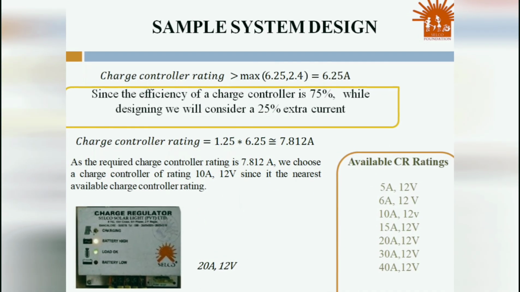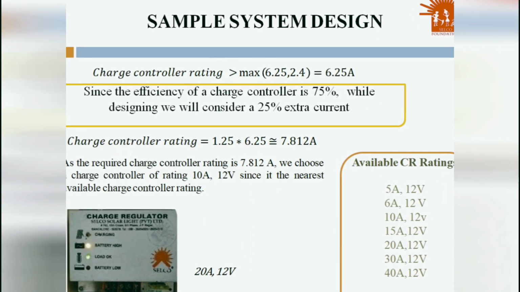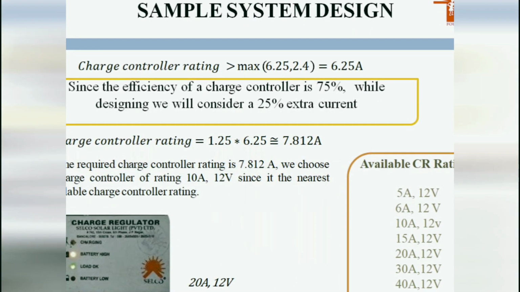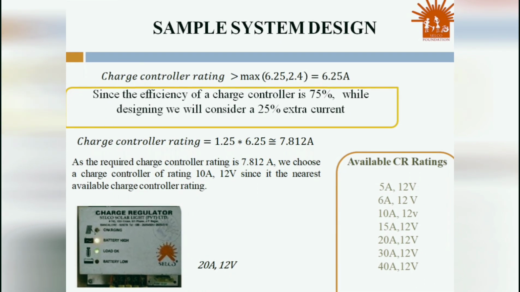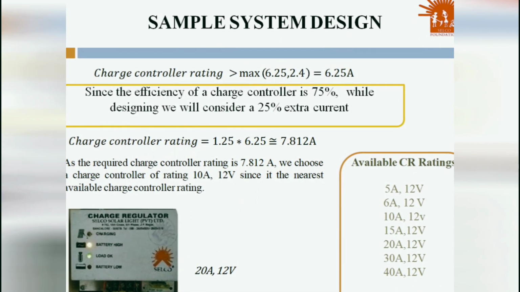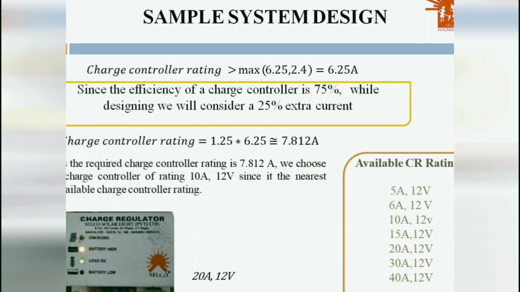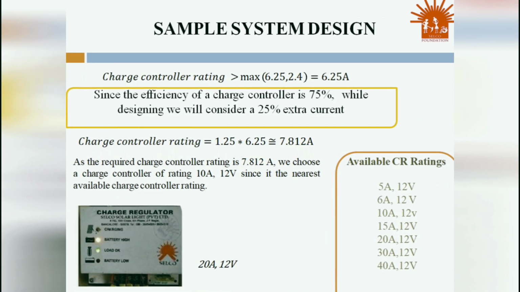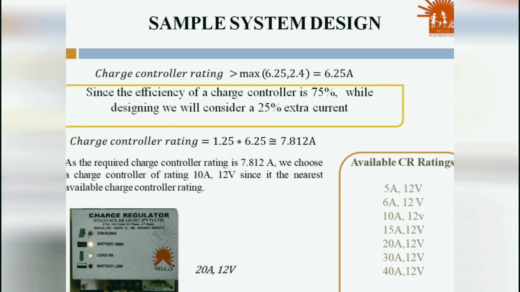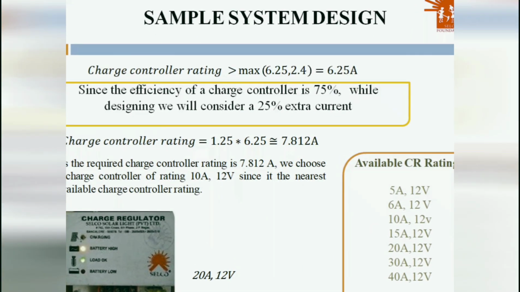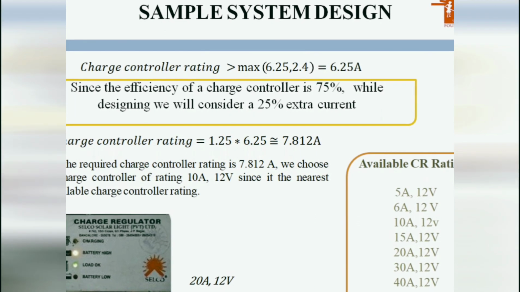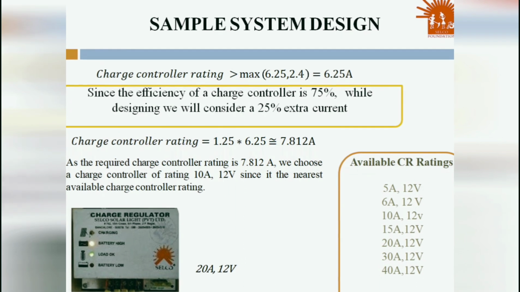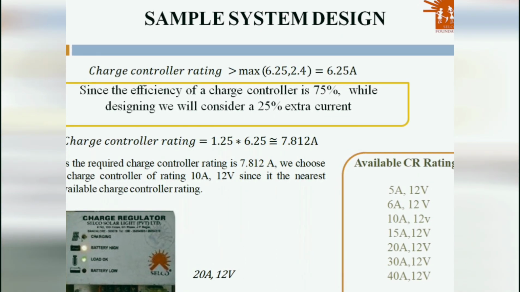But since the efficiency of the charge controller is 75%, while designing we will consider 25% extra current. So charge controller rating is equal to 1.25 into 6.25, which is 7.81 ampere. The required charge controller rating is 7.81 ampere, but the available rating in the market is 10 ampere 12 volt. So the charge controller that we need in our system is 12 volt 10 ampere.